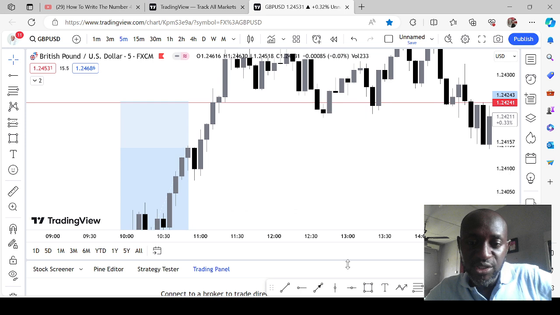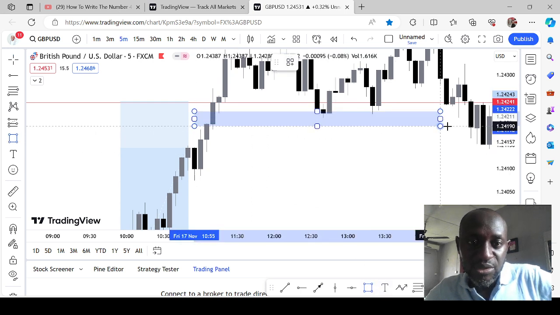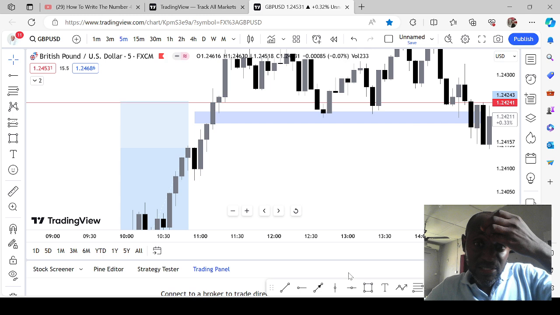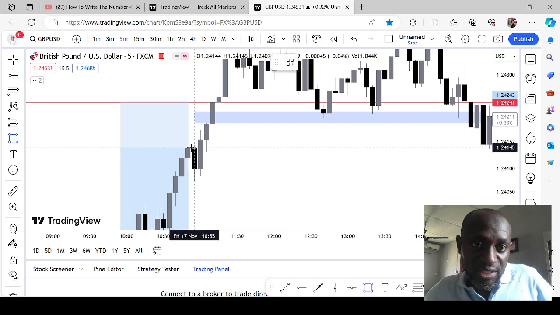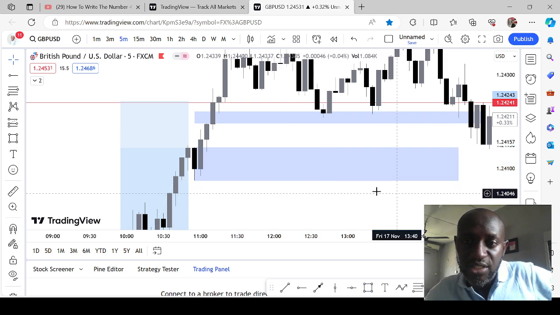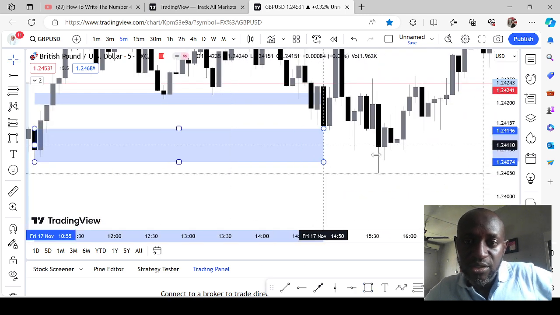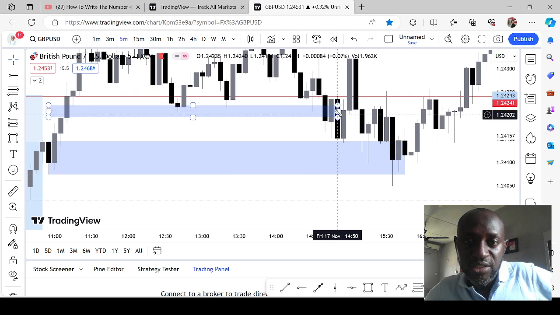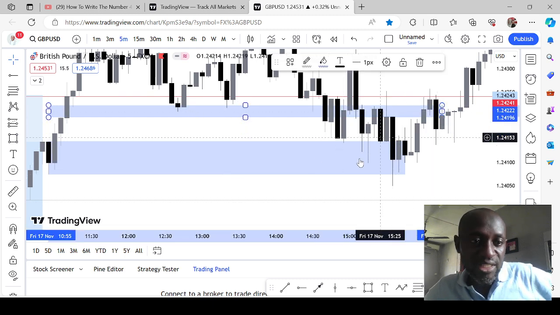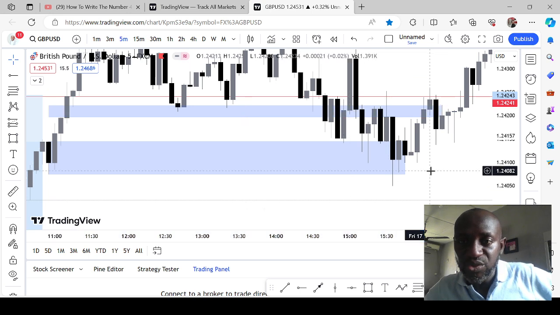Look for possible entry. This is a fair value gap here. Then this is another order block. This is what makes you hold this trade if you can identify all this. It's another order block. It's a fair value gap. So what do you do in this case? I think you can enter.